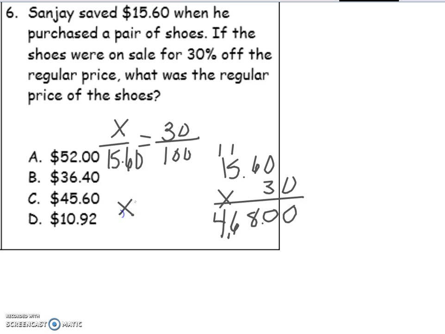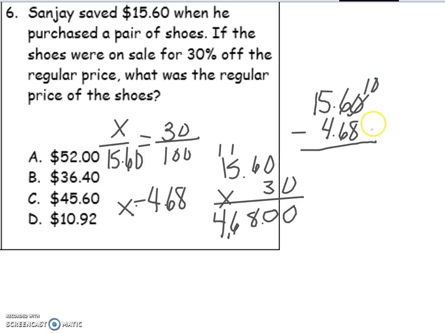We get $4.68 subtracted from $15.60. So when we subtract, we are going to get $10.92.